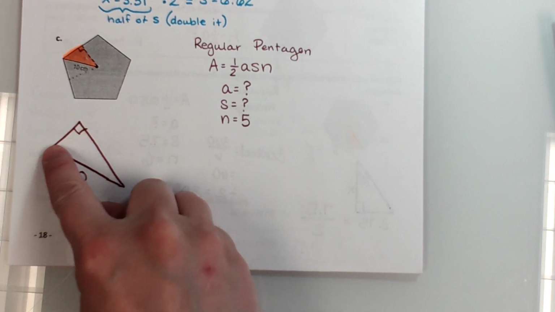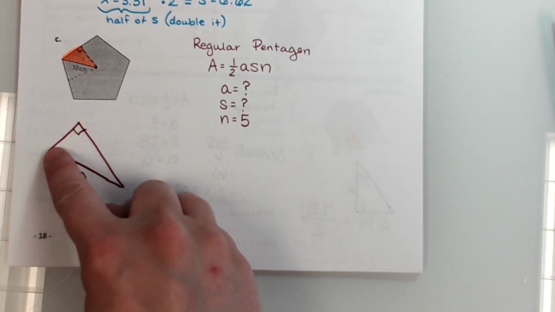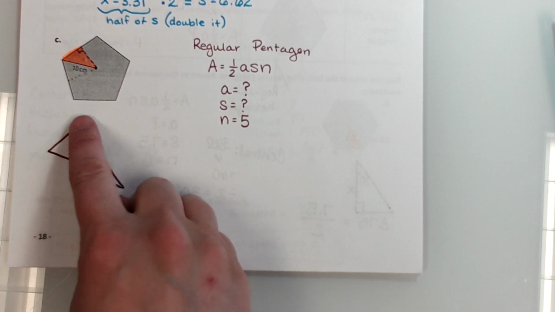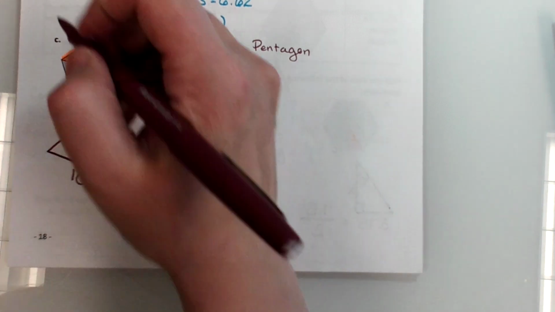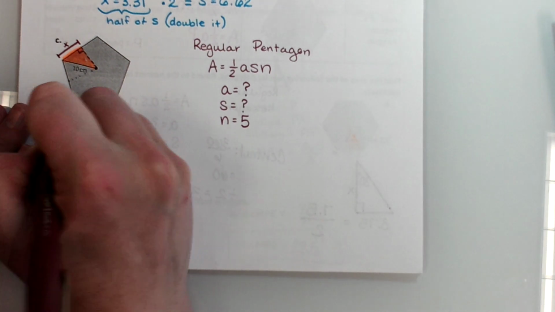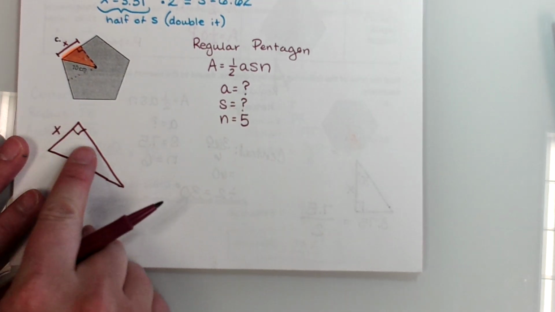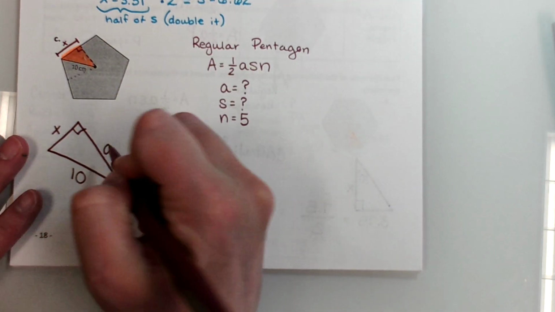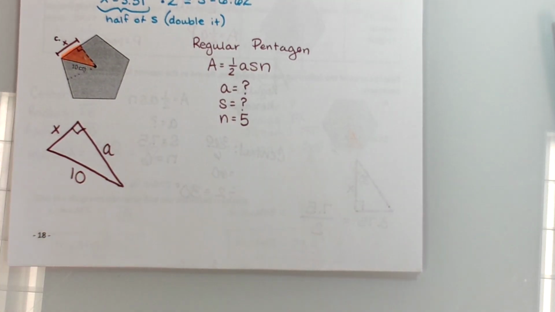I don't know this. What's this going to help me find? Apothem or side length? Side length. Is that the side length? Half of it. It's half of it. I'm going to put an X here. What's this? That's your apothem. I'm going to use A on that one, because that is the full apothem.